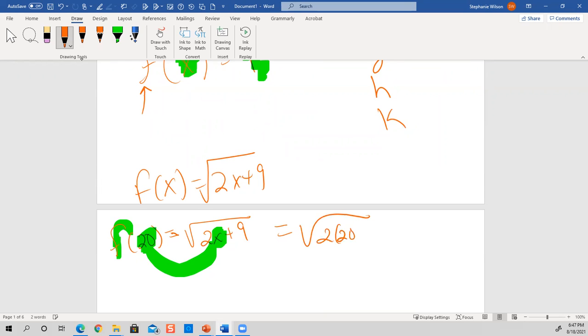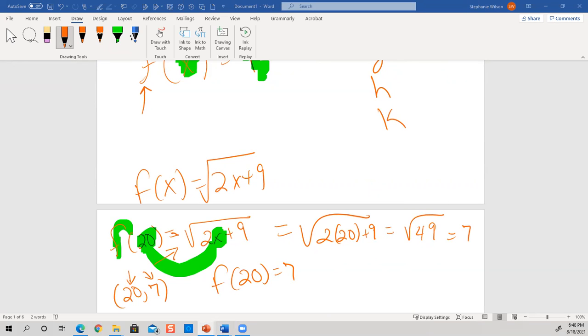So now I have 2 times 20 plus 9, which is 49. Square root of 49 is 7. So I know my ordered pair is 20, 7, meaning x is 20. Whenever x is 20 in this function here, my y is going to be 7. So I can also write it as f of 20 equals 7. And this is using function notation. And that is it of this section, guys.